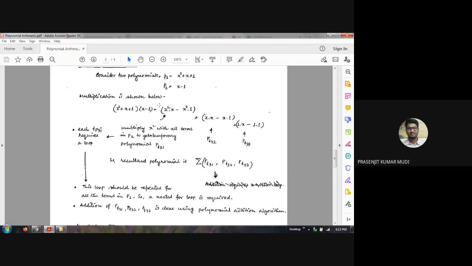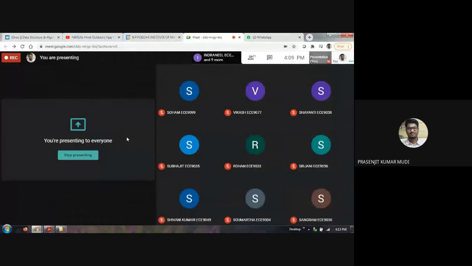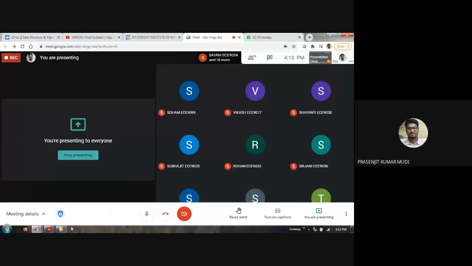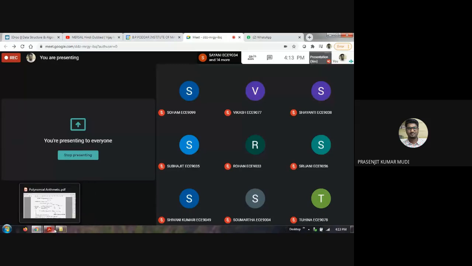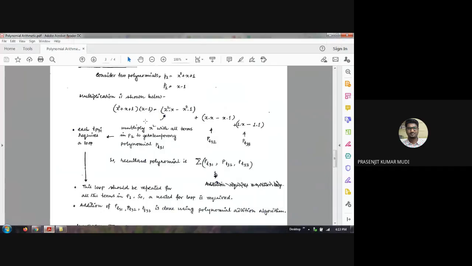So how will you multiply? The first polynomial is x square plus x plus 1, and the second polynomial is x minus 1. I'm feeling a little irritation because I'm not feeling well, so I'm trying my best. We are trying to multiply them.